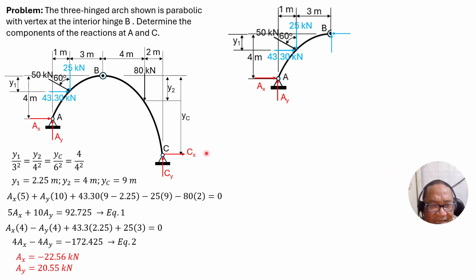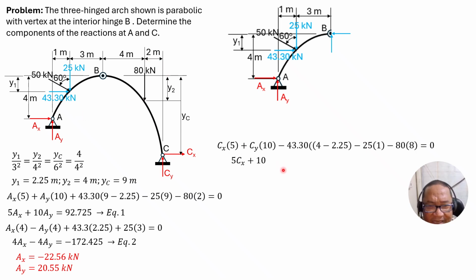So Cx times 5, again the vertical distance between A and C is 5, 9 minus 4, plus Cy times 10, then minus 43.3 times quantity 4 minus 2.25, minus 25 times 1, minus 80 times 8 equals 0. Simplifying, 5Cx plus 10Cy equals 740.775. Call that equation 3.